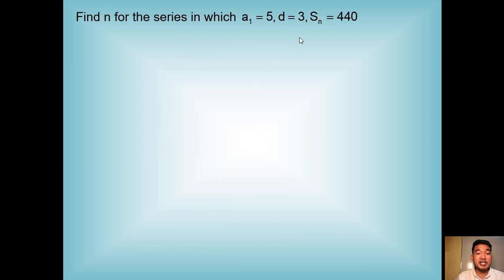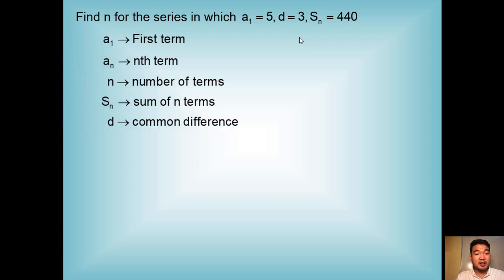Find n for the series in which a sub 1 equals 5, d equals 3, and s sub n is equal to 440. So we are looking for n here. We identify our known variables. The first term is 5. Our a sub n is y since we do not know our a sub n. And n is also unknown here, so let n be equal to x.